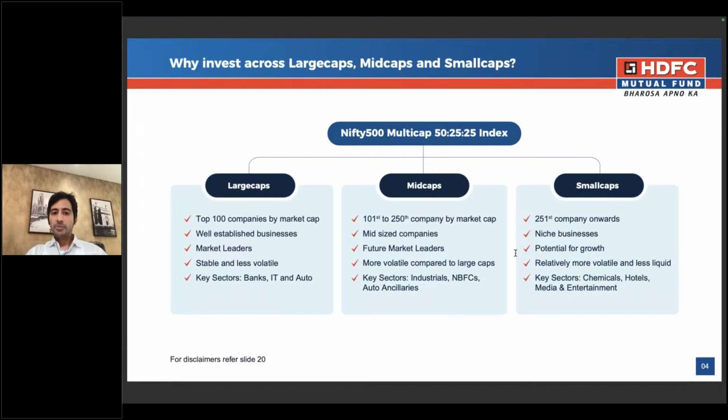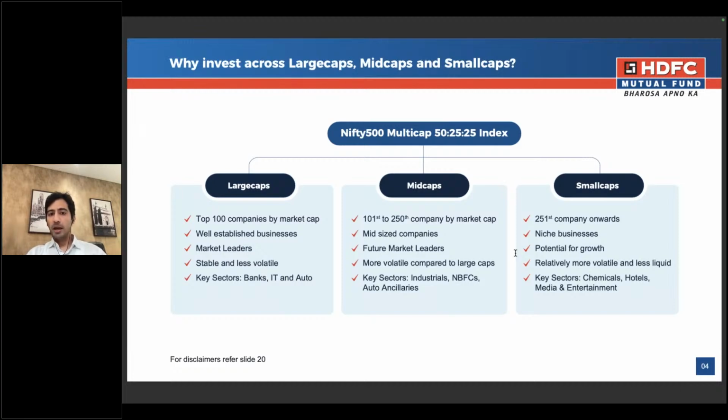Okay, after large caps come the mid caps. Now mid caps generally have more growth potential than large caps, right? And because they are a little smaller than large caps, they are a little bit more volatile than large caps, right? So these are companies with more growth potential, more volatility. And if we look at the index, the mid cap index generally gives exposure to industrials, NBFCs, auto ancillaries, these types of companies, right?